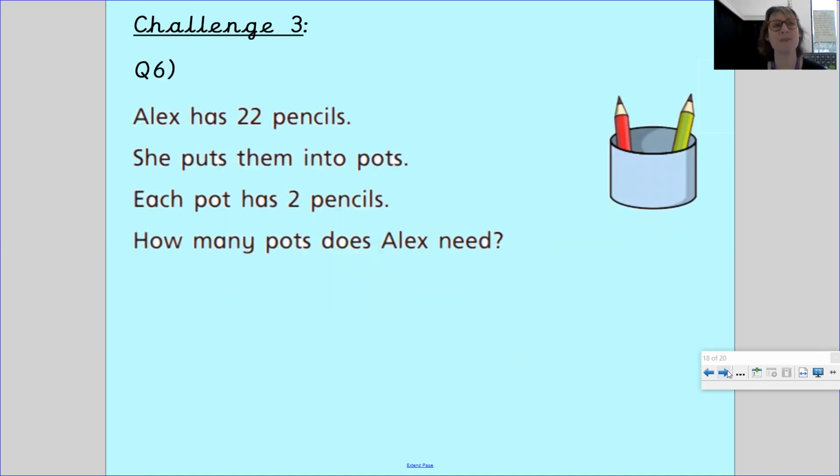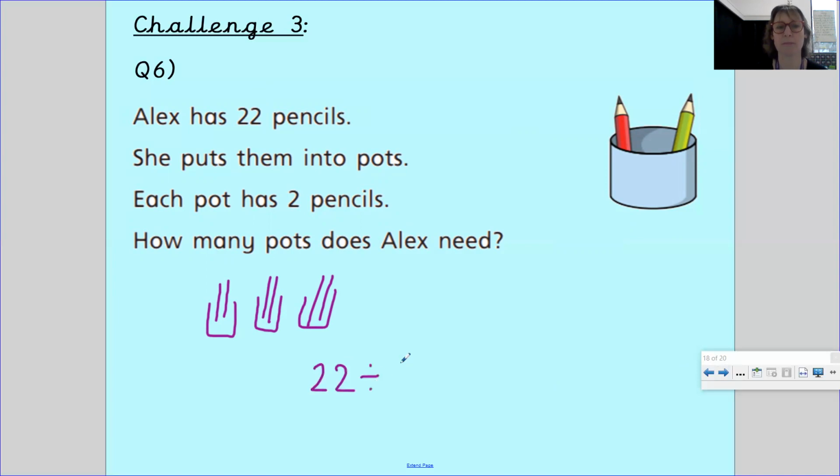Right. And now there's another challenge. This is a worded question. So Alex has 22 pencils. She puts them into pots. Each pot has 2 pencils. So how many pots does Alex need? So you would just do 1 pot, there's 2 pencils, 4, and you keep going until you've used up all 22 pencils, and then count the number of pots you've got. And if you can do the division question as well, that would be fantastic.